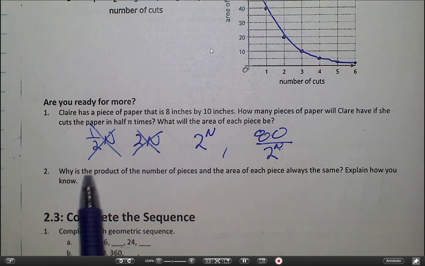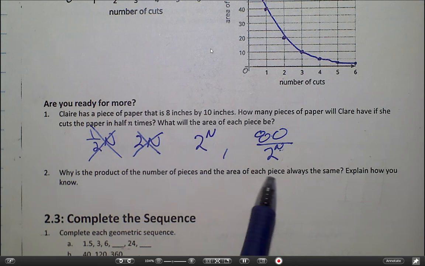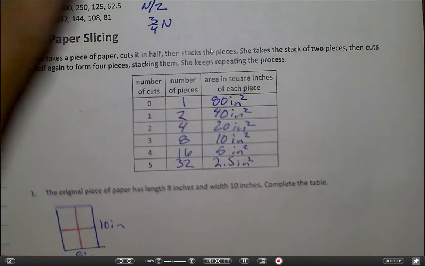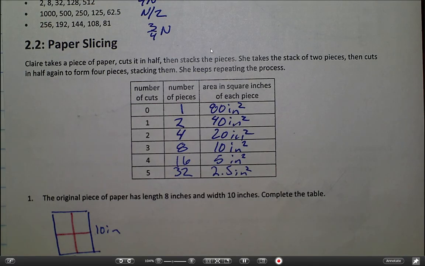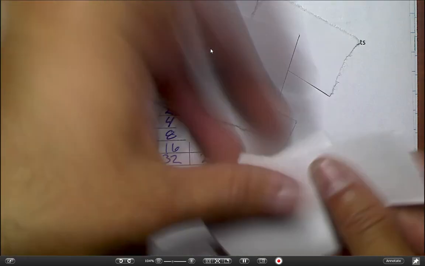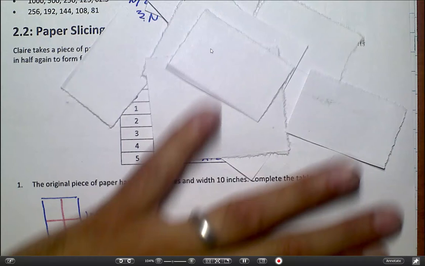All right, very good. Y is the product of the number of pieces, and the area of each piece will always be the same. Okay? That goes back to what I had on the table. Why is the area always going to be the same? Same piece of paper. Just split it up. So I got a whole bunch of slices right here. This is my paper. Even though they're tiny, their area will still always add up to 80. So that's why. All the areas will always add up to 80.